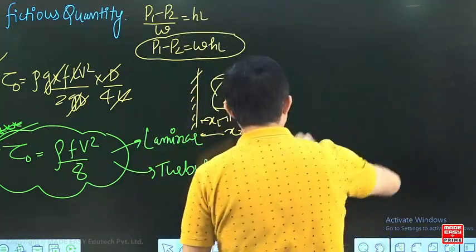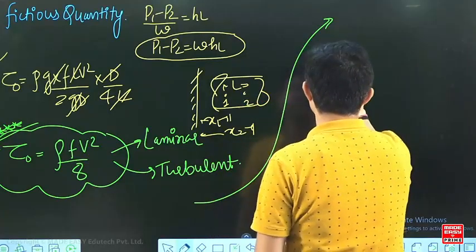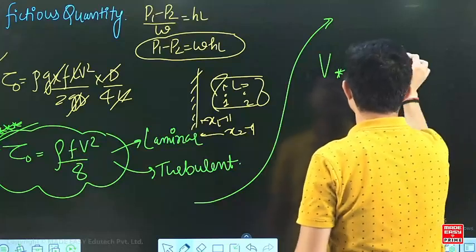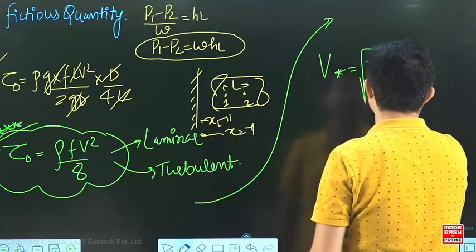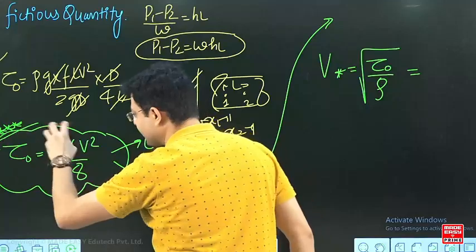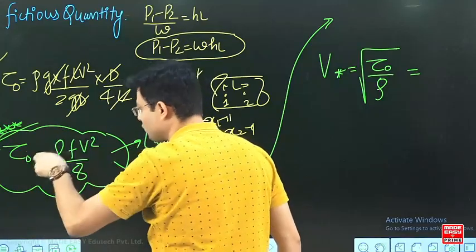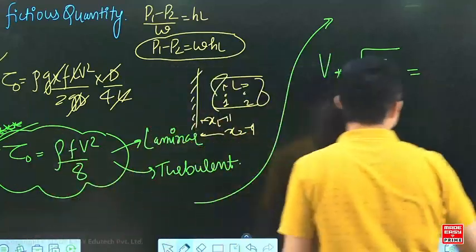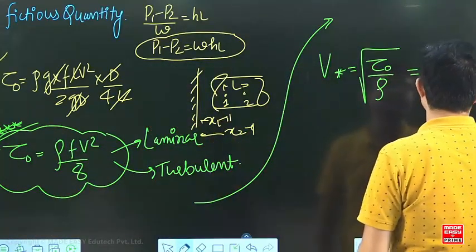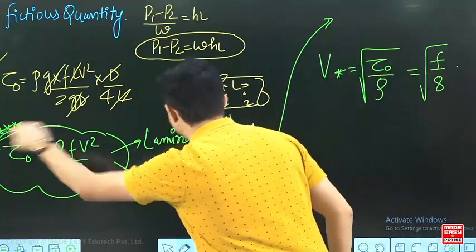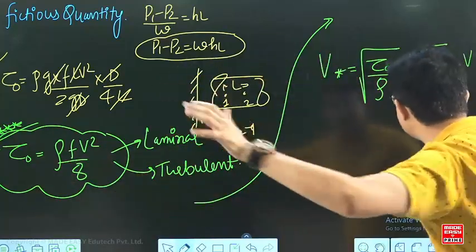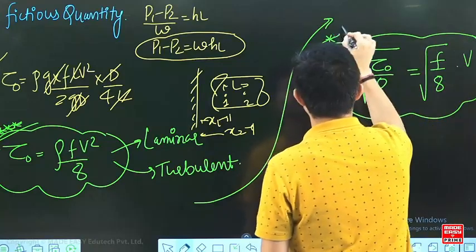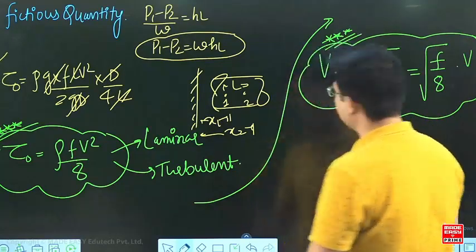My dear students, now I will define shear velocity. Shear velocity, which is V star, is defined as under root of tau naught by rho. So tau naught is there, rho is there, do the under root of this. So this is going to be under root of f by 8, and under root of v square will be v. This, my dear students, is shear velocity. Very, very important.